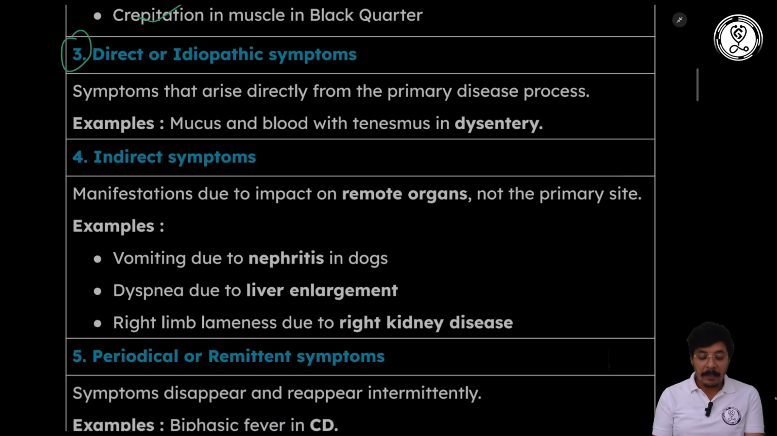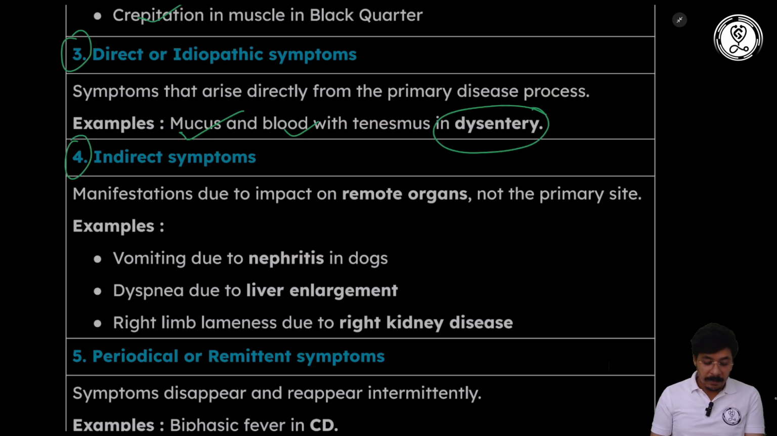Coming to the direct or idiopathic symptoms, they are the symptoms that directly arise from the primary disease process. Example, mucus and blood in the tenesmus and the dysentery. So basically, the direct or idiopathic symptoms are those symptoms that arise directly from the primary disease. Here the secondary disease is not at all involved. So the example here, in the case of dysentery, the fecal discharge will have mucus and blood, which is because of the primary disease process.